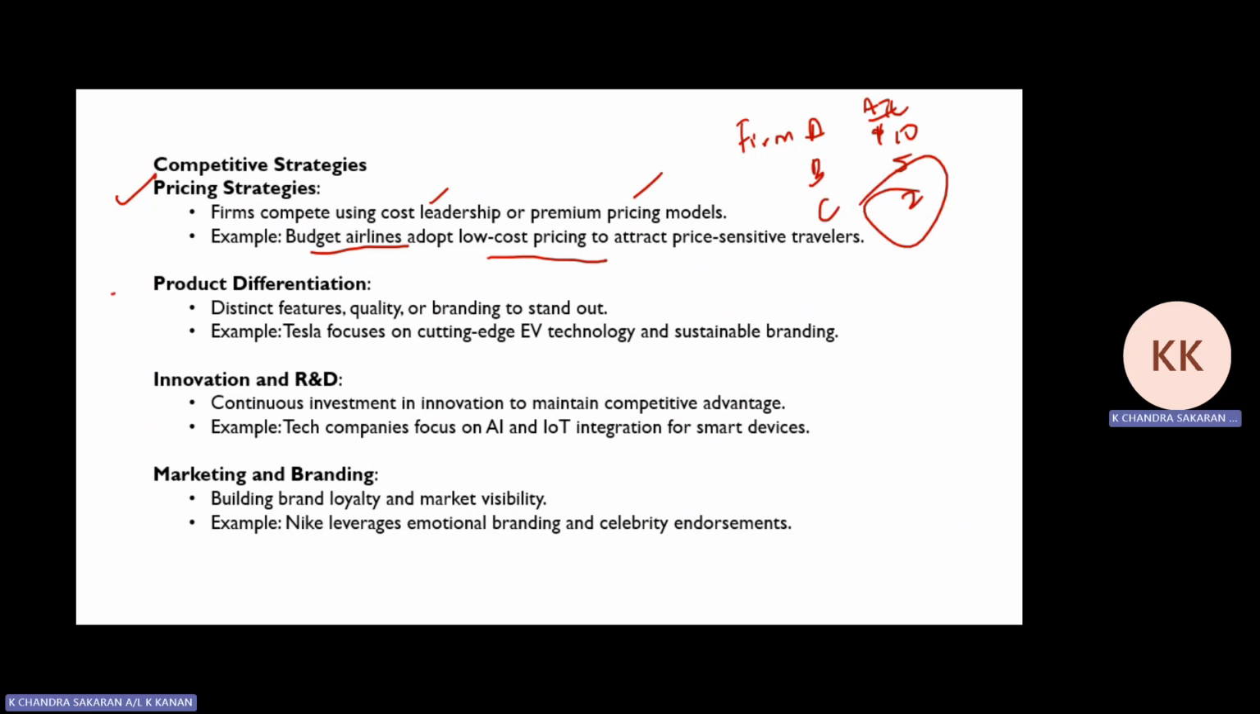Okay, product differentiation. So what is product differentiation? How do firms differentiate their product? If you are selling food, how are you going to differentiate your product? Tell me. In the food industry, how are you going to differentiate your product? I've seen restaurants selling only organic food, vegan, vegetarian. This is how you differentiate.